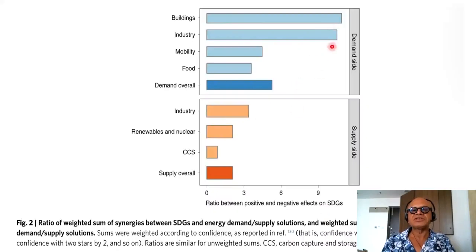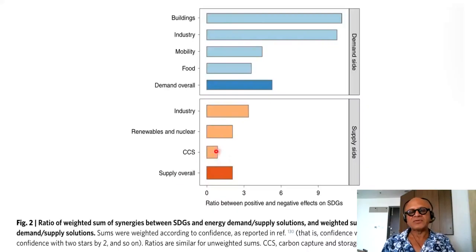So buildings and industry offer high ratios of almost 10 in terms of positive and negative effects on SDGs. Mobility and food are all smaller but still useful. Demand overall in terms of solution for mitigation would be around 6 here, whereas on the supply side the ratios of positive to negative are typically much smaller, and carbon capture and storage is right here.